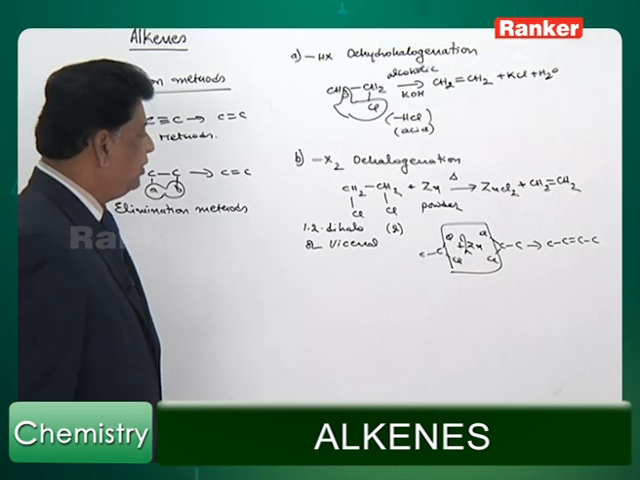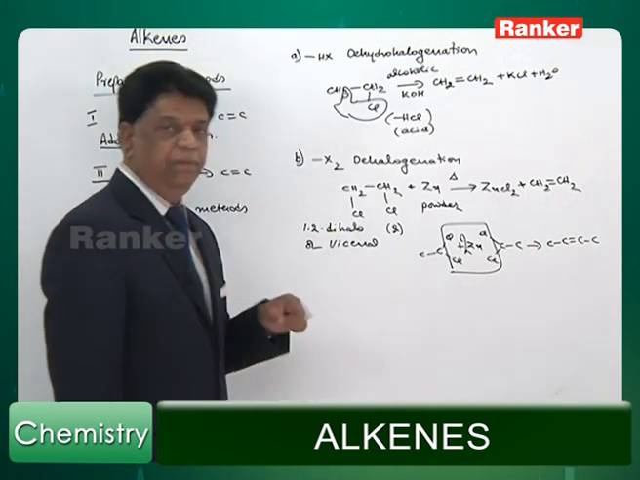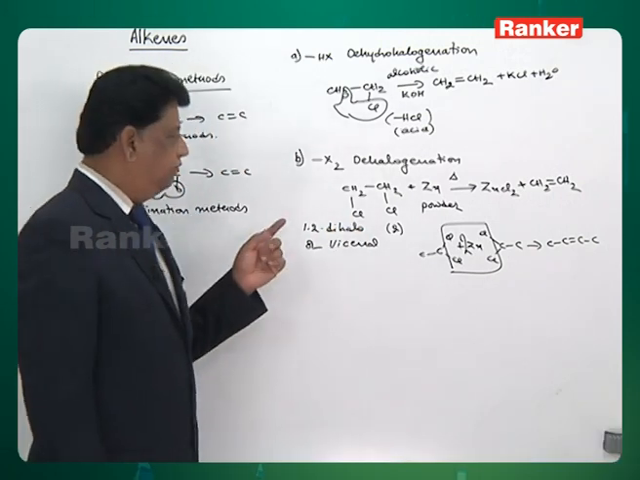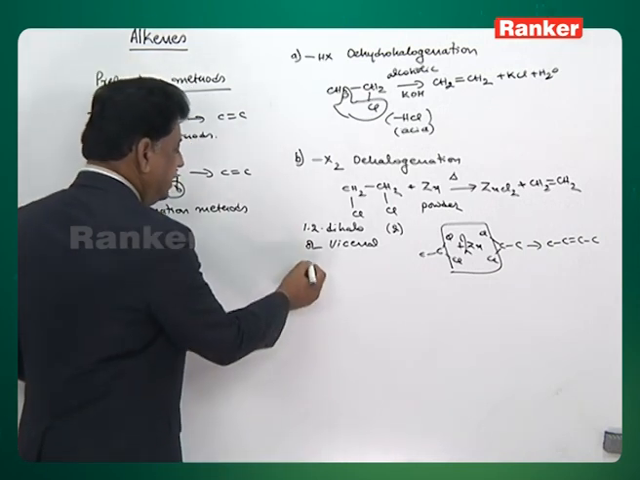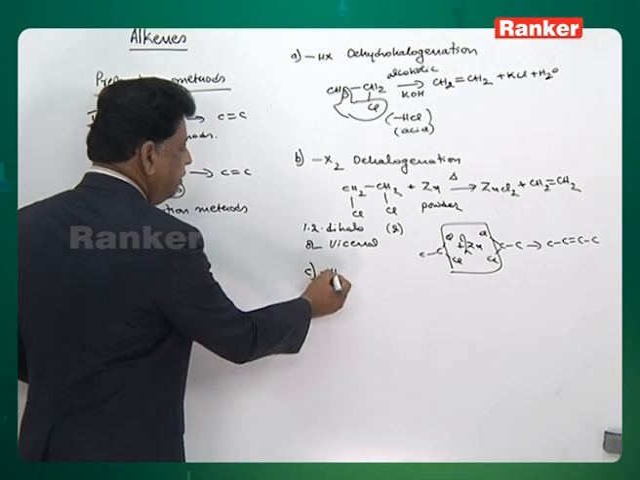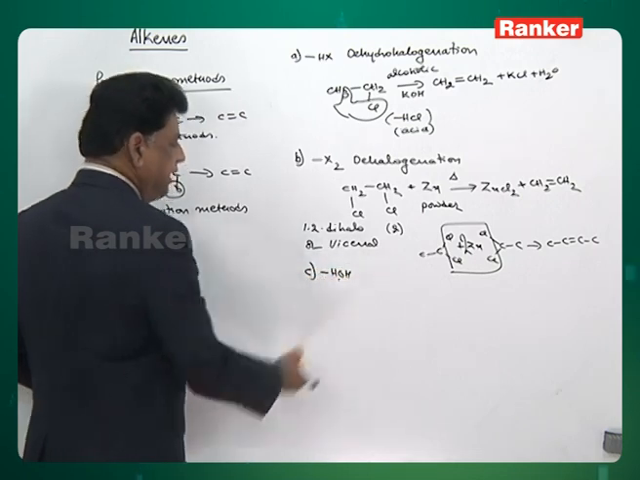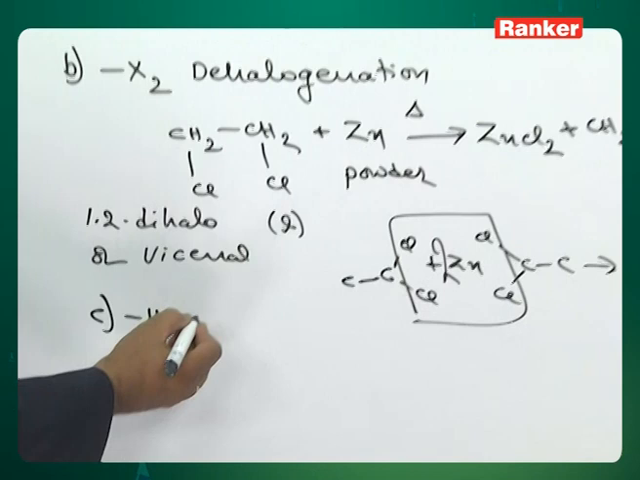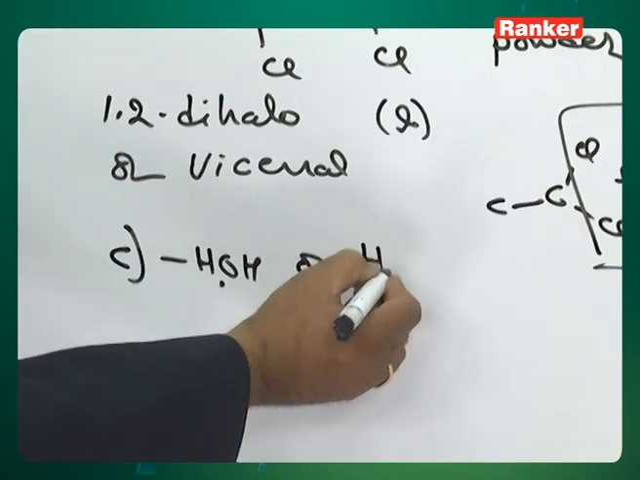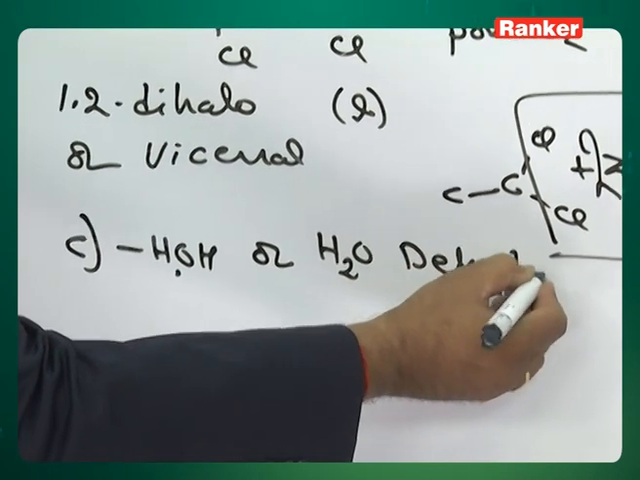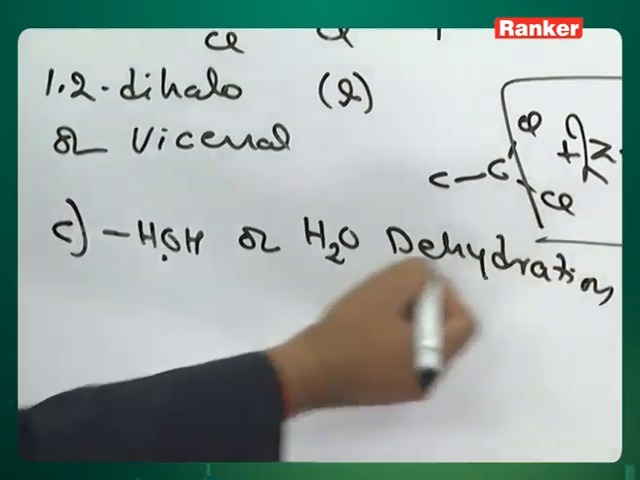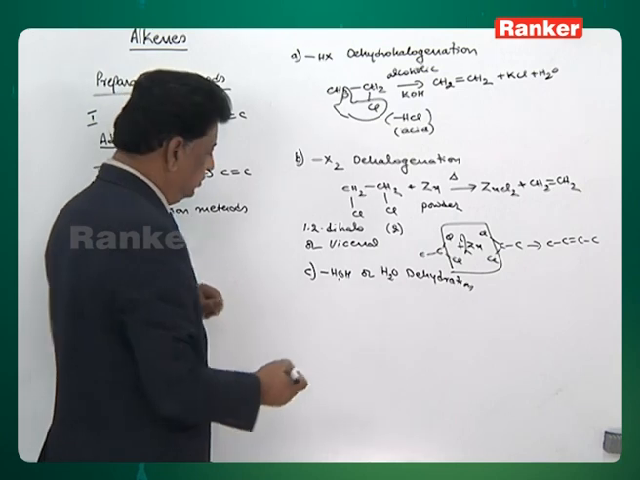So, the halogens should be side by side, then removal of the two halogens and construction of the double bond takes place. If one H and one OH, that is HOH, or you can call it minus H2O, this is called what? A dehydration. So to do the dehydration, one OH function should be there.